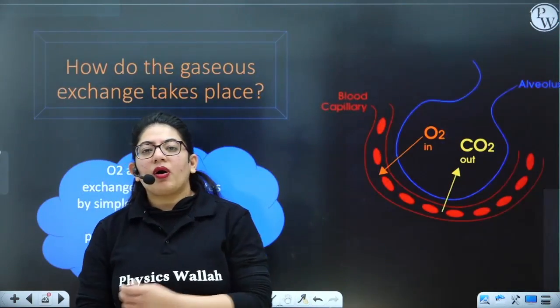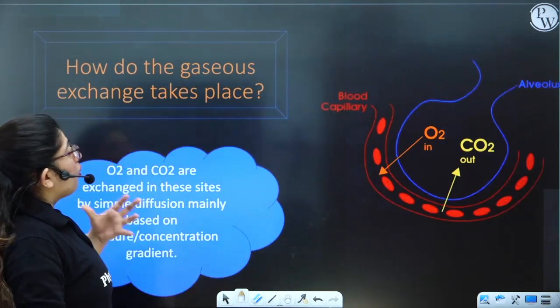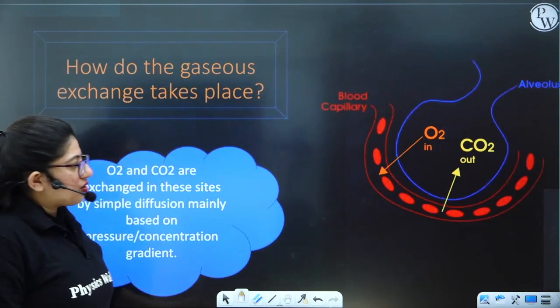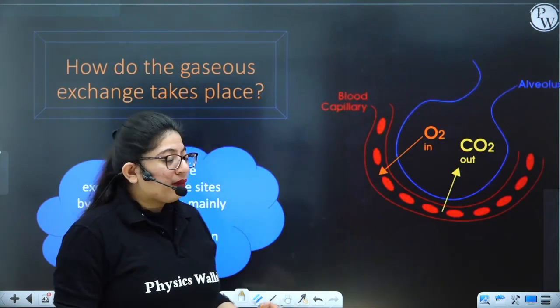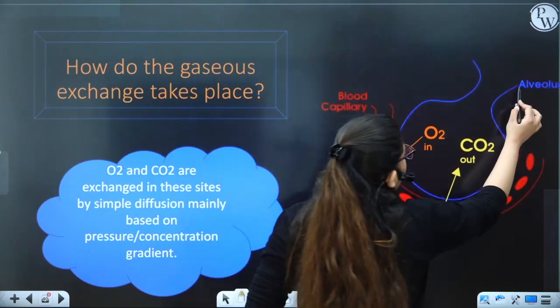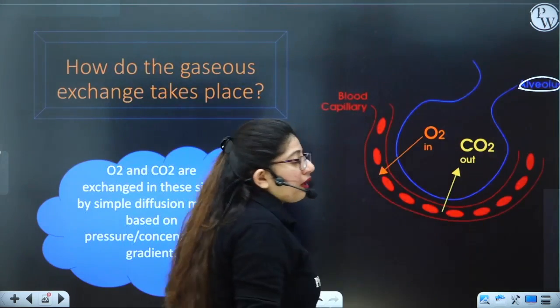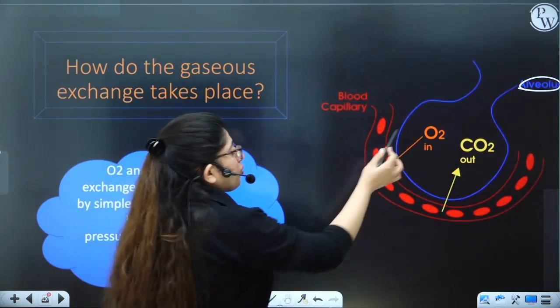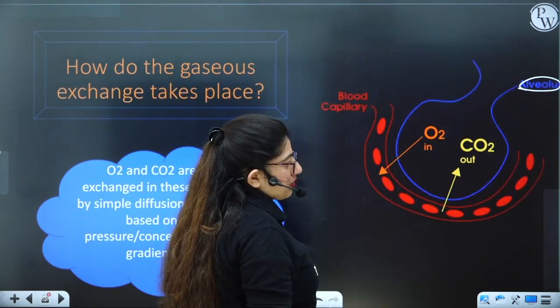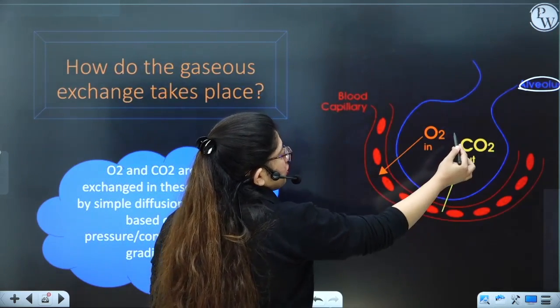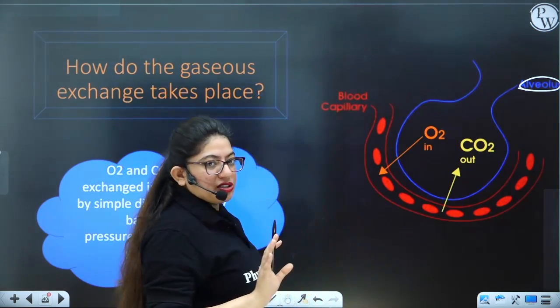So let's talk about the exchange of gases. So what gases are going to get exchanged? One is O2, another is CO2. So if this is the alveoli, or alveolus is singular. From the alveolus, O2 is going inside the blood vessel, and from the blood, CO2 is moving out, right? This is simple, the exchange of gases.